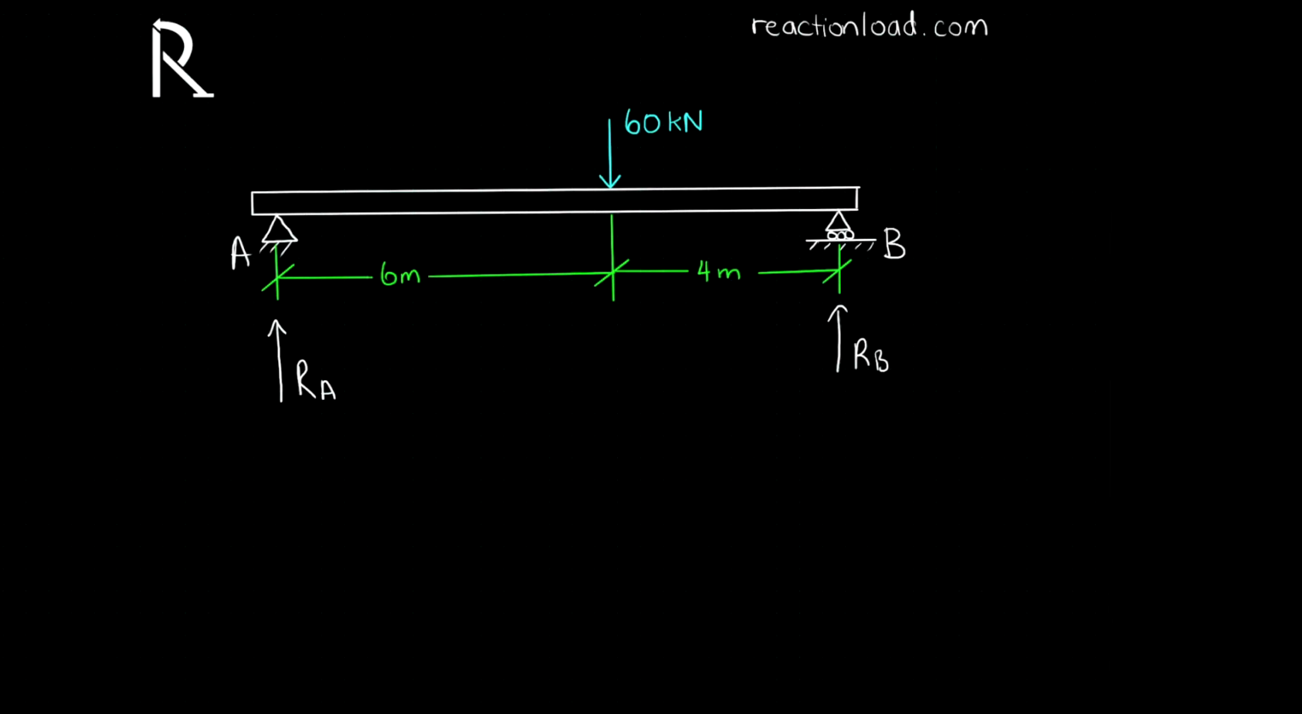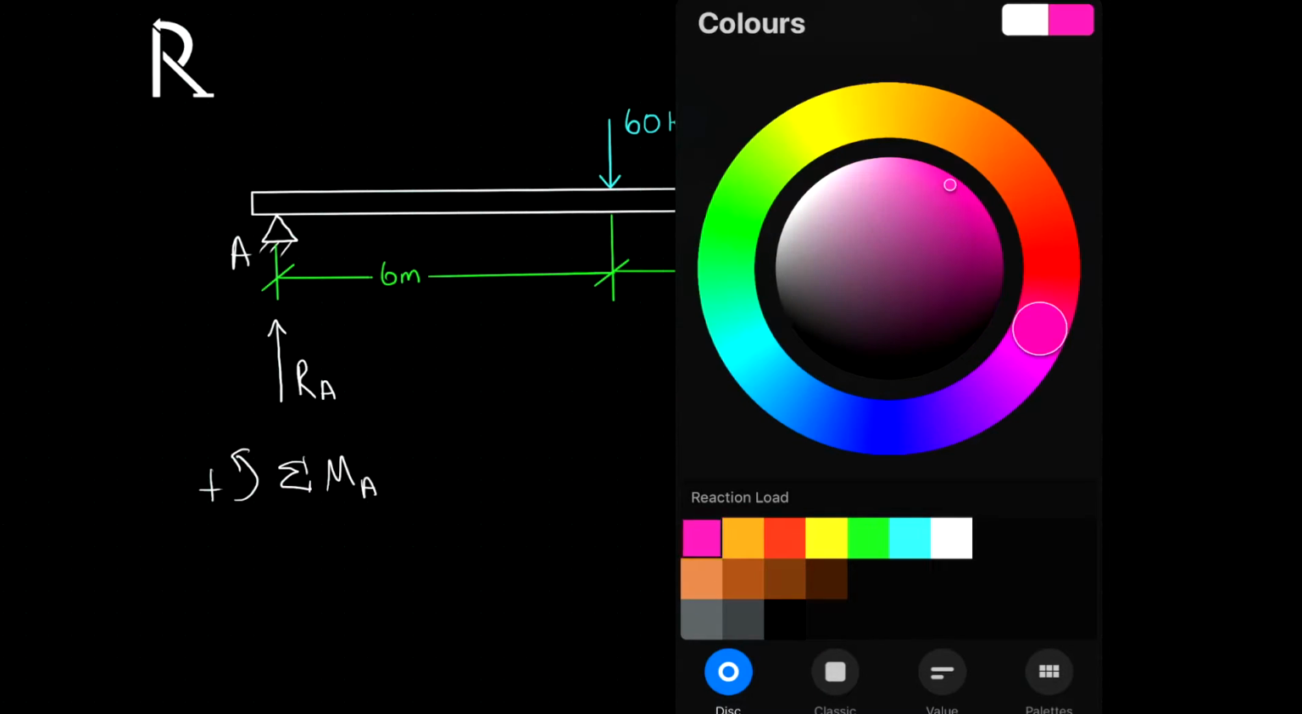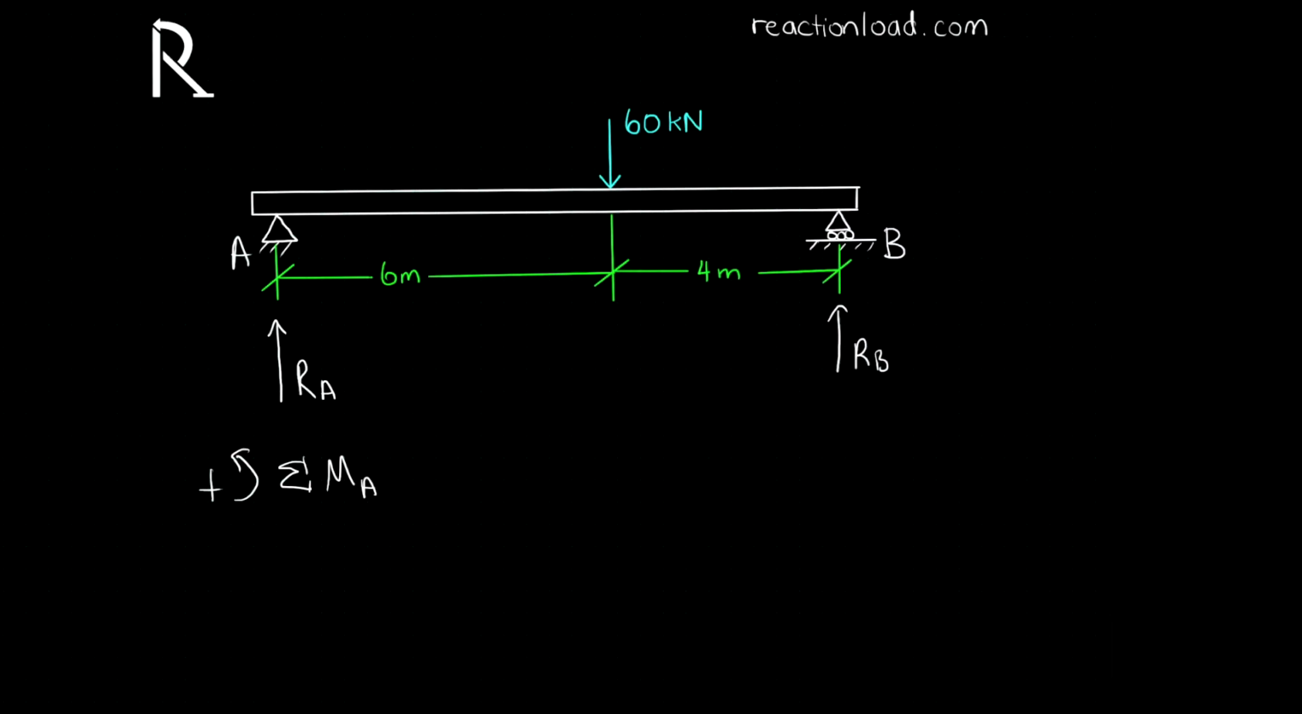In order to calculate the magnitude of the reaction force A and the reaction force B, we need to sum the moments about pivot points A and B. By convention, moments taken in the anti-clockwise direction are positive. So now let's consider the moments about pivot point A. First we'll look at the 60 kilonewton load. That 60 kilonewton load occurs in the clockwise direction. So by convention, that will actually be a negative moment.